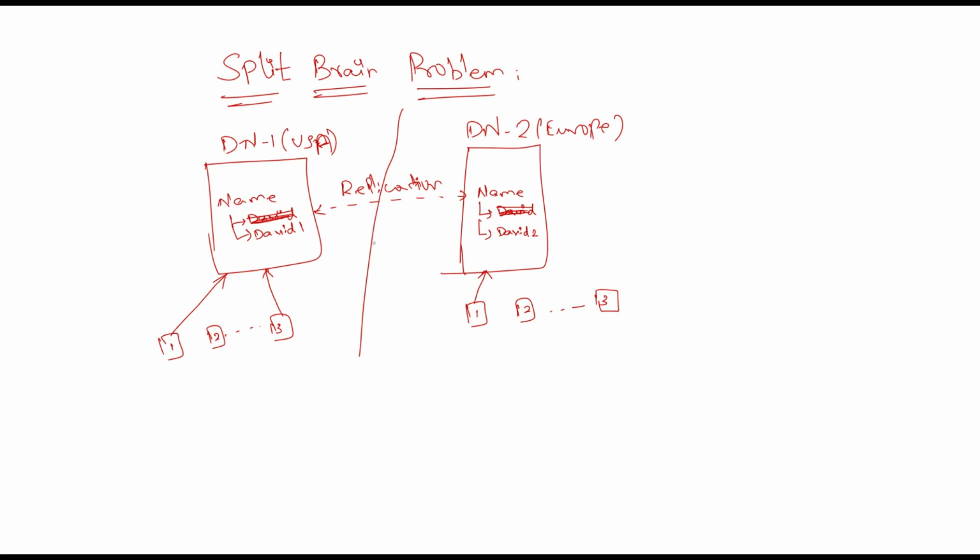Let's consider technicians resolve the network issue. Now again these two data nodes are connected together and the replication process begins. So what happens now? How does the database choose the data? Which data should it keep? Here the version is David 1, here the version is David 2, and the database finds there is a conflict. How will the database resolve the conflict? There are many different conflict mechanisms available, and different databases follow different conflict resolution policies. I can give you some examples.